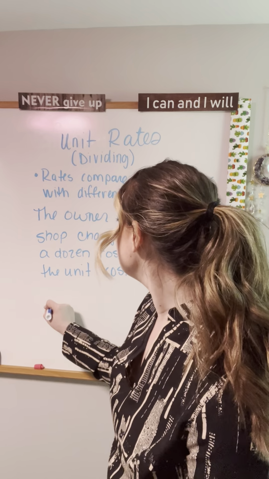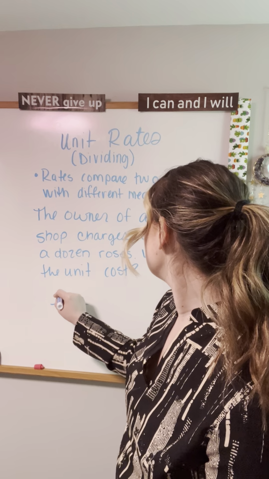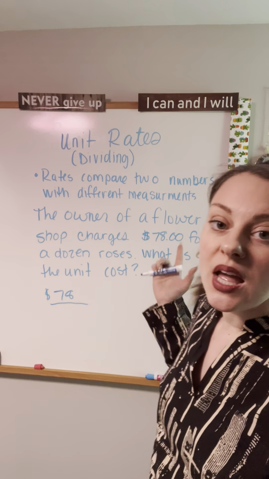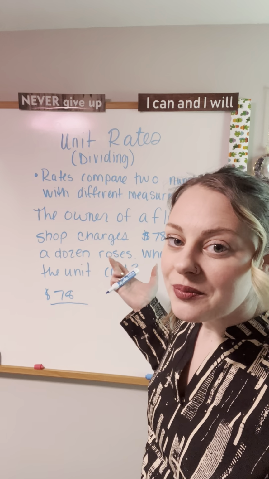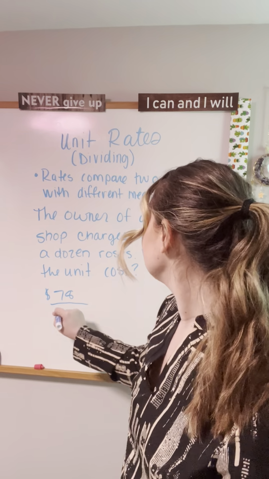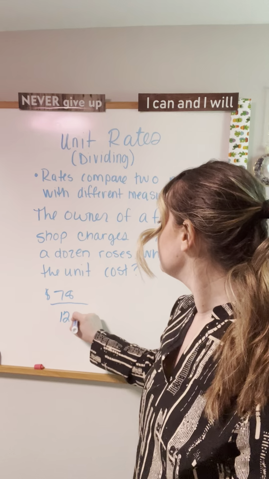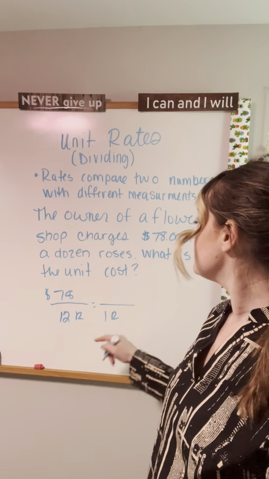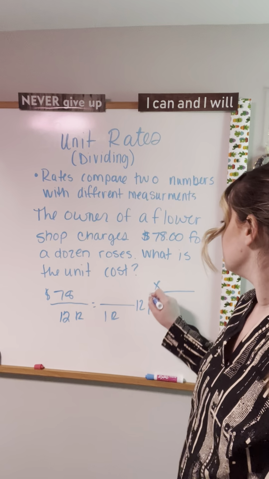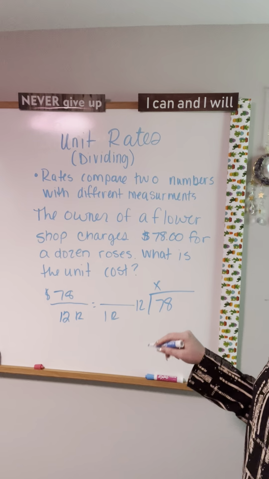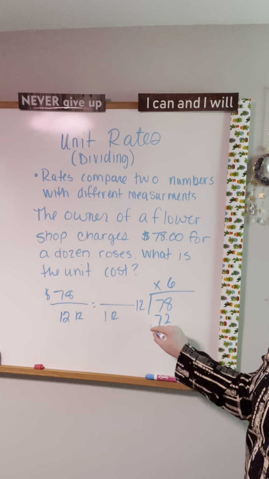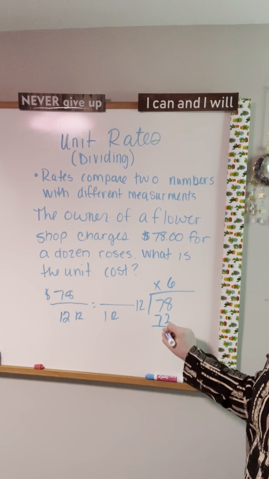So I'm going to set up what I know. I know that it is $78. Now notice that I cut off my 0.00. For what? All right, so a dozen is 12. And I put R for roses, so 1 rose. So I do first in, top in. 12 cannot go into 7. 12 goes into 78 6 times, and 12 times 6 is 72. Okay, I'm left with 6.